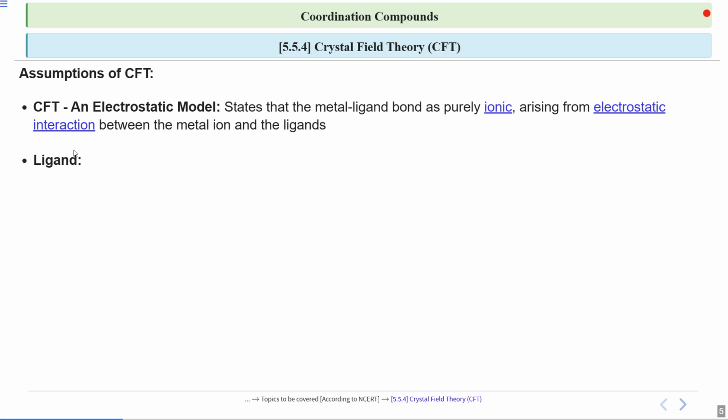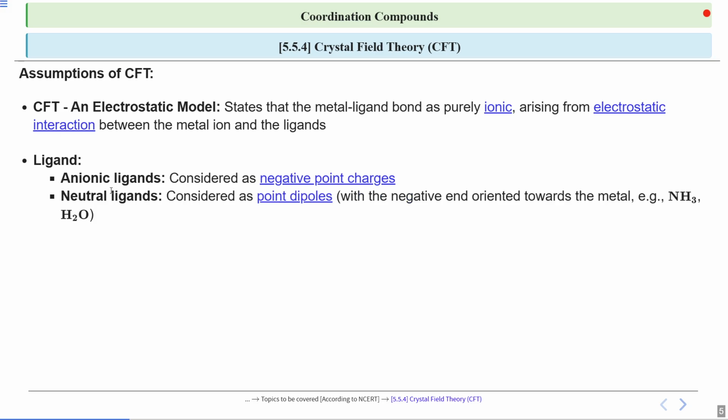Let's see, we have different definitions under the crystal field theory for the ligand. We assume that we have anionic ligands, which are considered as negative point charges. Anionic means negative charge. Anionic ligand means negative point charges, which are going to surround the central metal ion or atom.